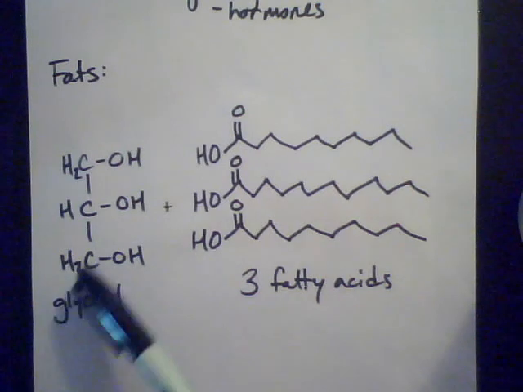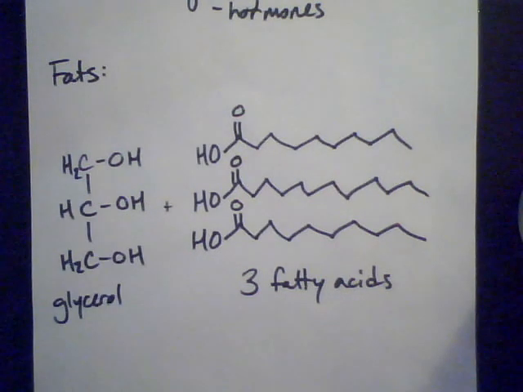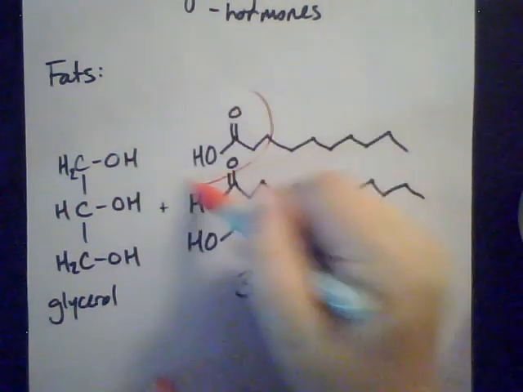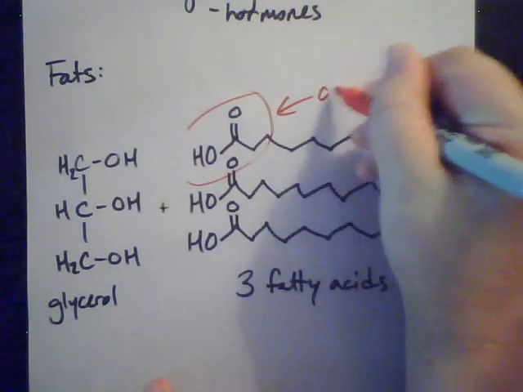Glycerol looks like this. It's 3 carbons, and each of the carbons has a hydroxyl group on it, those alcohol groups. And so this is a molecule of glycerol. And when a molecule of glycerol reacts with 3 what are called fatty acids, and the reason that they're called fatty acids is because of this feature right here. This feature right here is called a carboxylic acid.